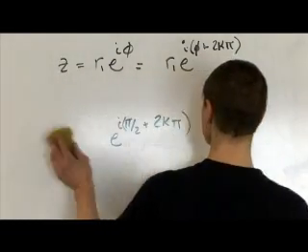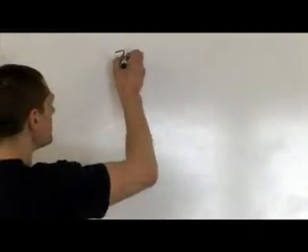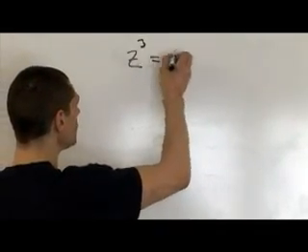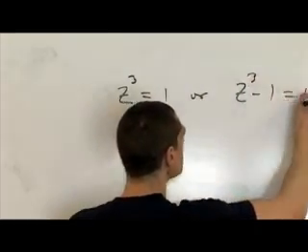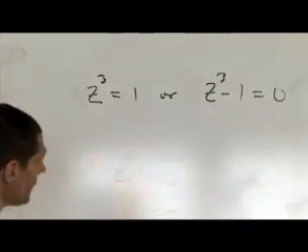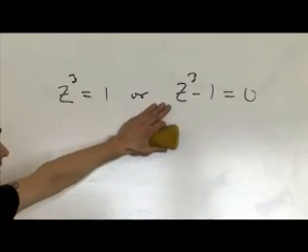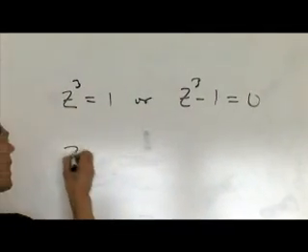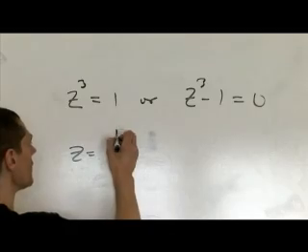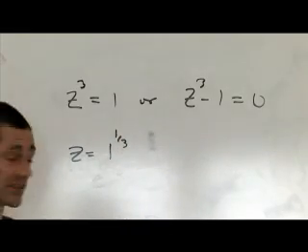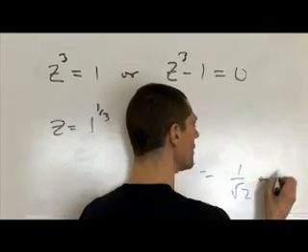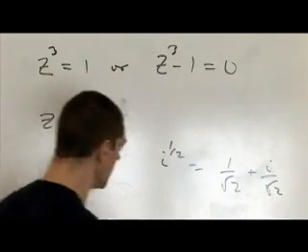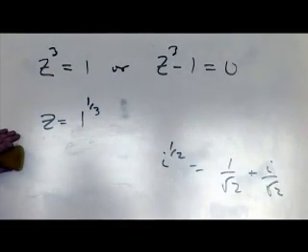This has some interesting ideas. Suppose you have z cubed is equal to 1, or this is the same as z cubed minus 1 equals 0. What are the roots to this equation? Or what do you have? z is equal to 1 to the 1/3. Well, we already saw that i to the 1/2 was equal to 1 over the square root of 2 plus i over the square root of 2. So things are getting weird already.